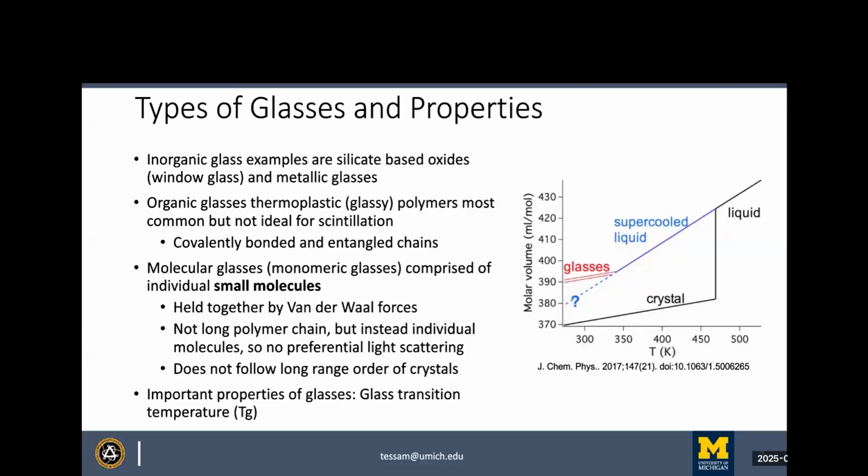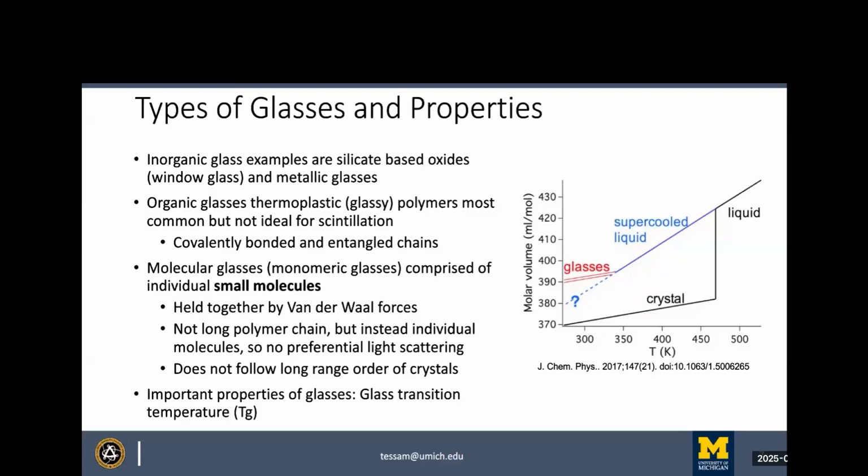Molecular glasses, on the other hand, or monomeric glasses, are comprised of individual small molecules that are held together by van der Waals forces. They have no long polymer chains, but instead they are made of individual molecules, so they don't preferentially scatter light in any particular direction. They do not follow the long-range order of crystals either.